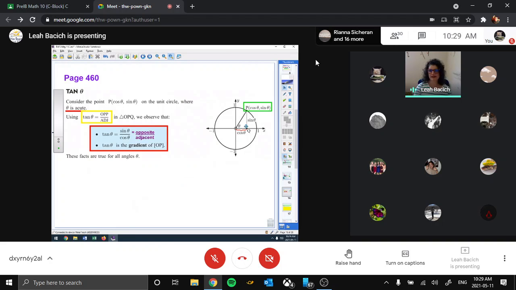Well, the opposite, if this is the angle, isn't the opposite side sine? And isn't the adjacent side cosine? So tangent can be defined as opposite over adjacent, but it can also be defined as opposite, which is sine theta over cosine theta. Isn't that the slope of the line? The rise over the run?